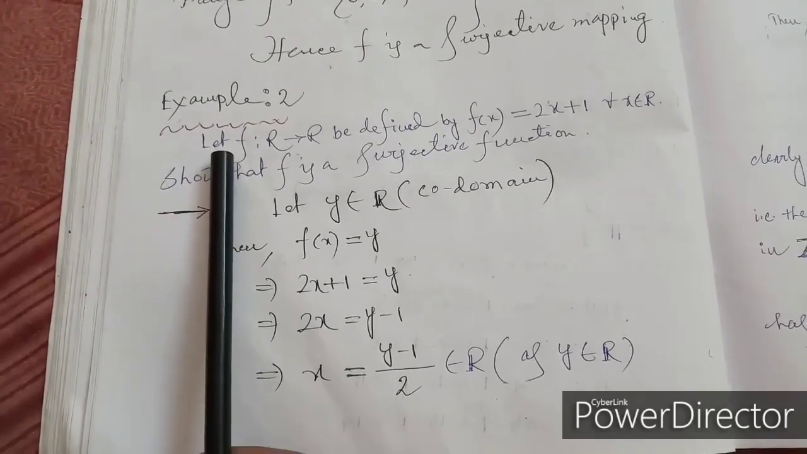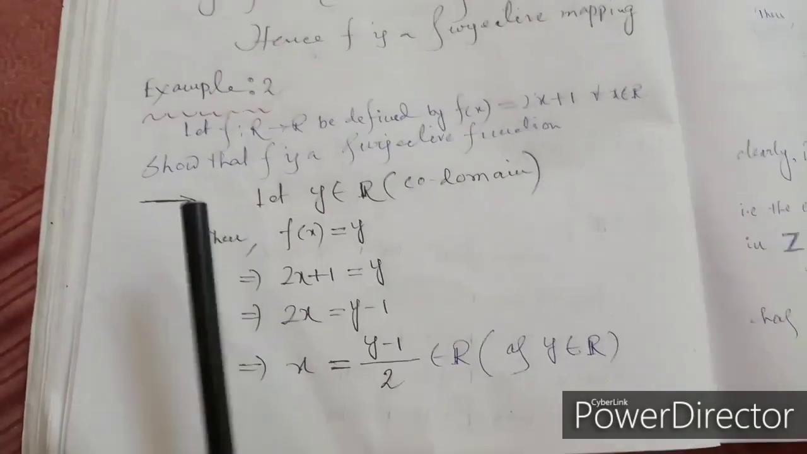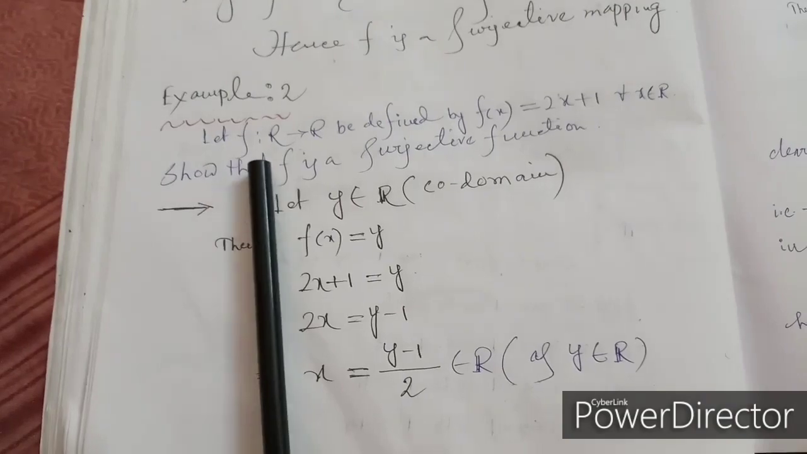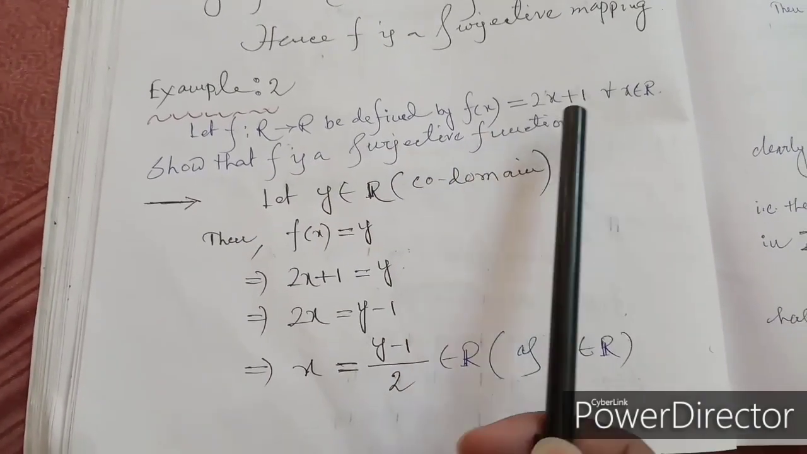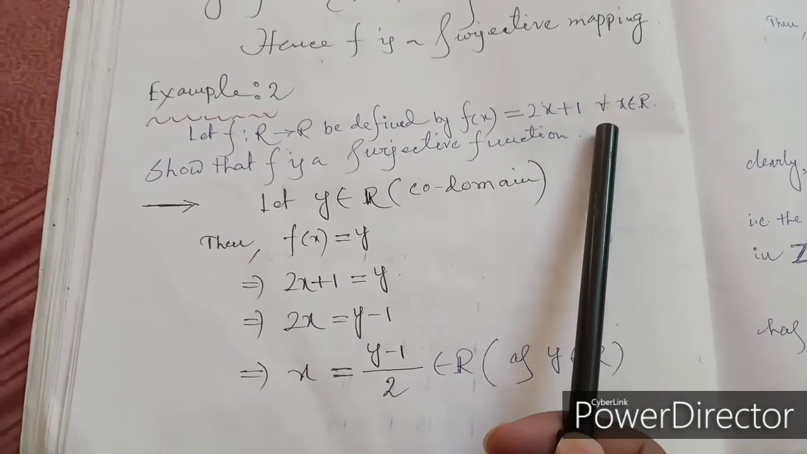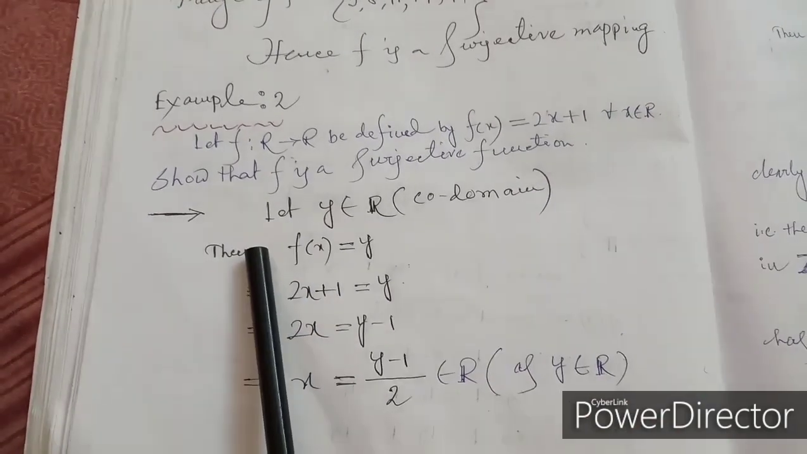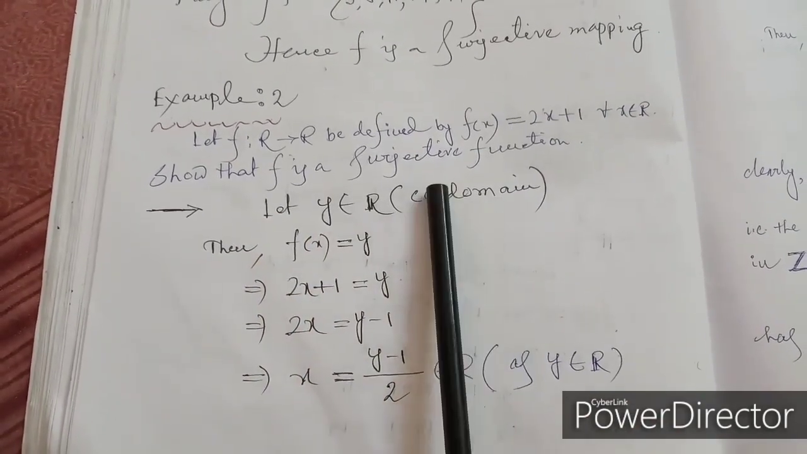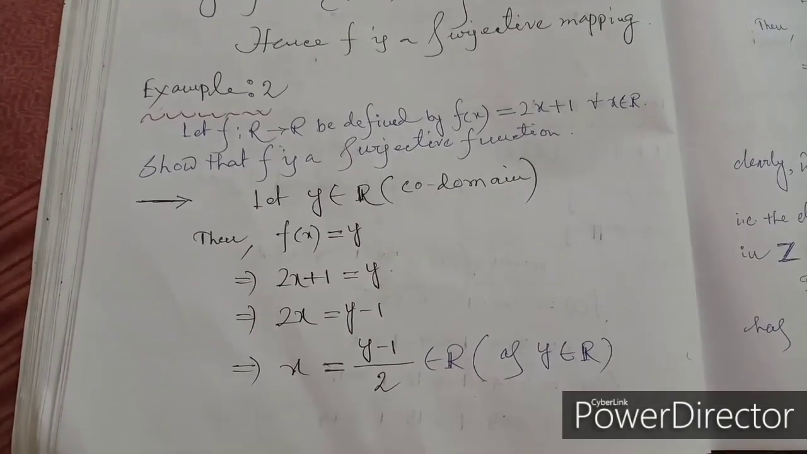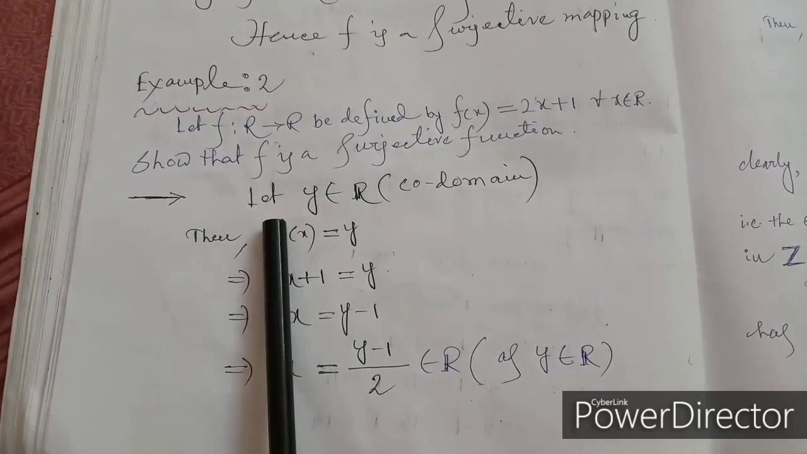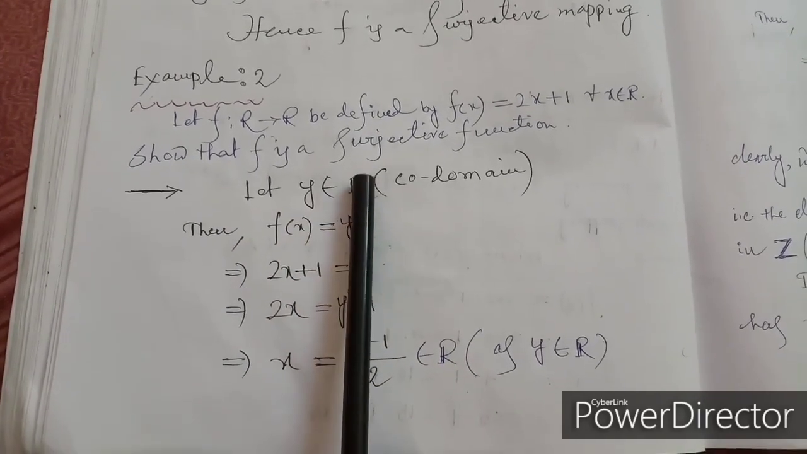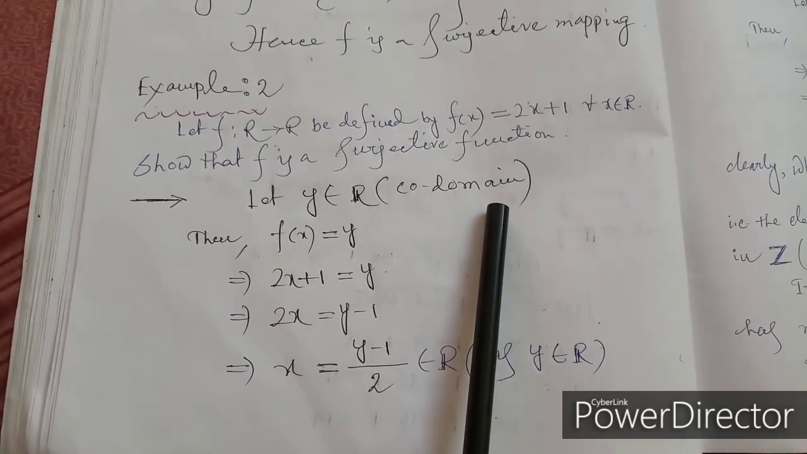This is example 2. Okay, so the problem says that let f from R to R be defined by f(x) equals 2x plus 1 for all x belongs to R. Show that f is a surjective function. How to show it? So first of all, let y belongs to R. That means this R is a codomain.